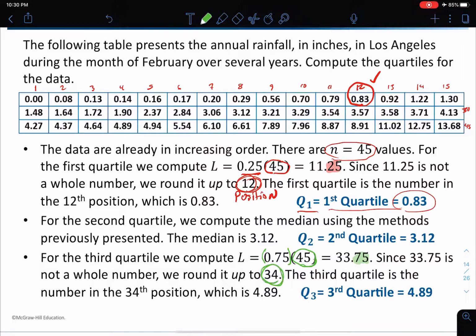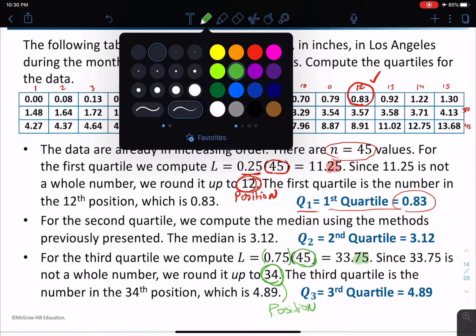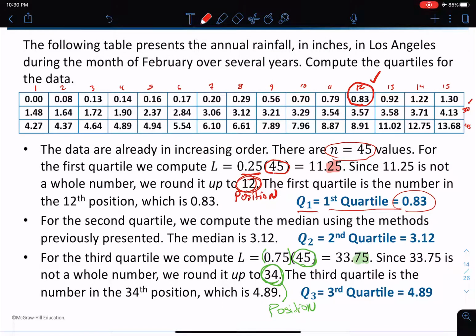Now when I write 34, I like to say 34th position, so we don't get all excited and write down 34 as being the third quartile. It's the 34th position, so you have to go find it. There's a lot of data here. That's 30. I'll do my position numbers in red. There's 30 right there, so this is 31, 32, 33, 34. The 34th position is going to be my Q3. And what's the number there? It's 4.89. Q3 is 4.89. So that's how you find quartiles.